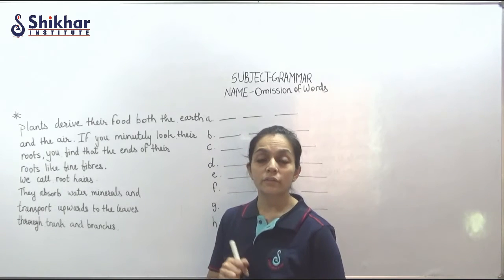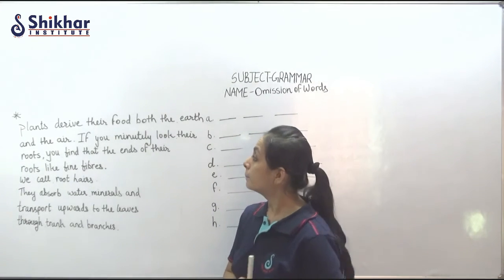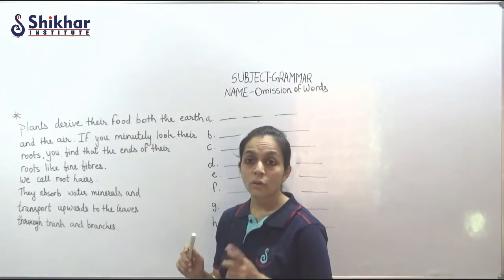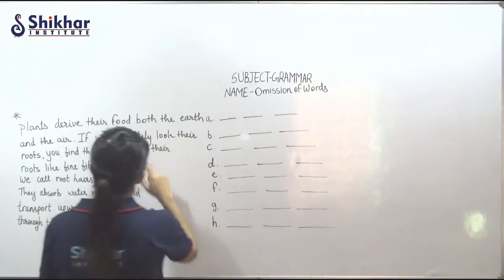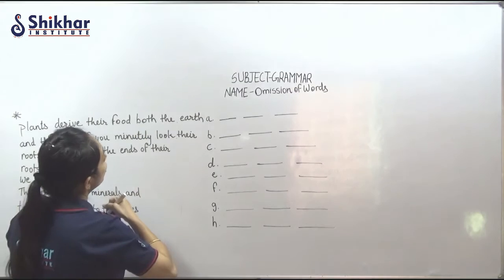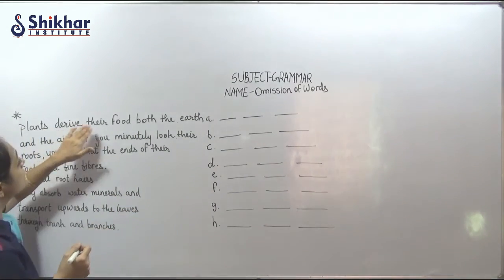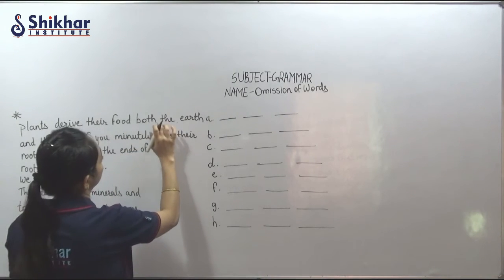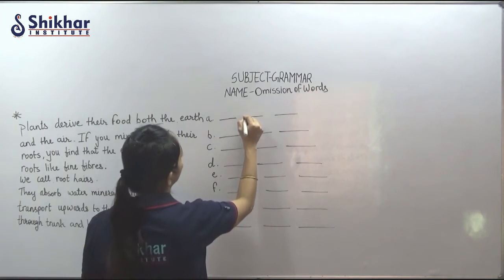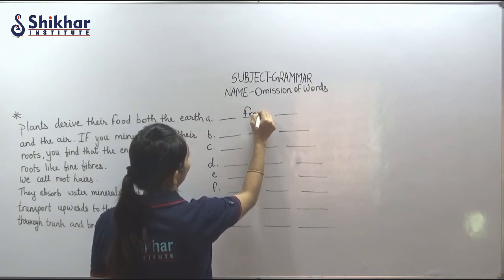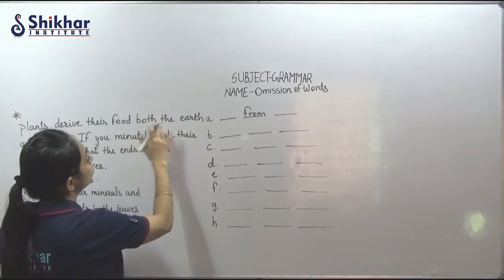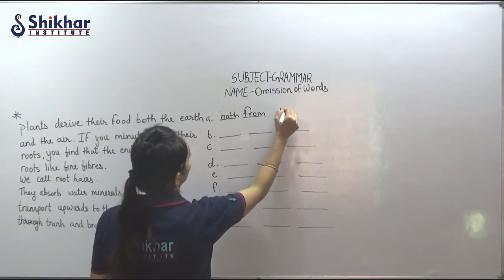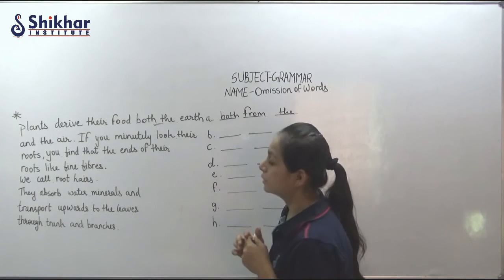So here we need to find which words are omitted. Plants derive their food both the earth and the air. So here something is missing. From. Plants derive their food both from the earth and the air. First answer I will write here: both from the earth, right? From the earth and the air.